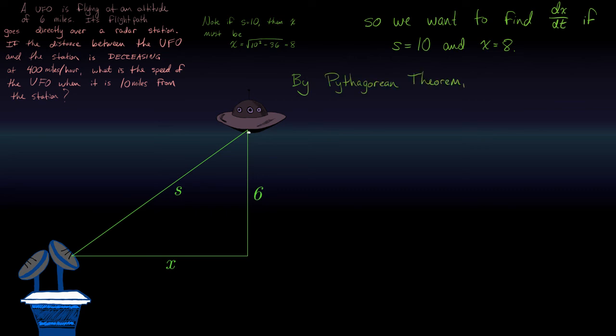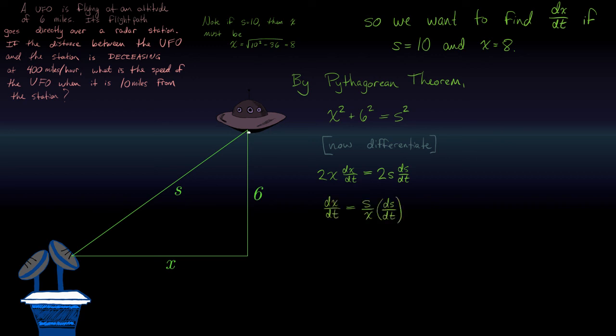So by the Pythagorean theorem, x squared plus 6 squared is equal to s squared. And that's the equation of our triangle here, so we want to differentiate it. 2x dx dt equals 2s ds dt. Now, remember what we're given here. We're given s, x, ds dt, and we're trying to find dx dt, which is the speed, the velocity.